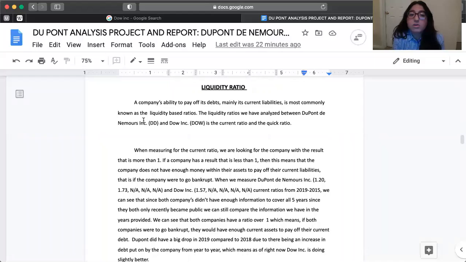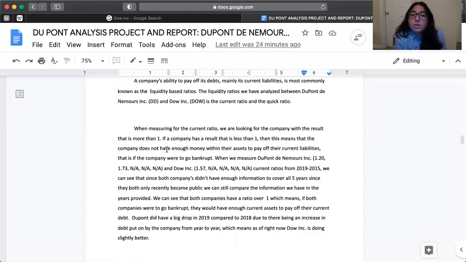All right, so the liquidity ratio. In the liquidity ratio, a company's ability to pay off its debts, mainly its current liabilities, is most commonly known as the liquidity-based ratios. The liquidity ratios we have analyzed between DuPont and Dow Incorporated are the current ratio and also the quick ratio. When we're measuring the current ratio, we're looking for the company with a result that is more than 1. If a company has a result that is less than 1, then that means that the company does not have enough money within their assets to pay off their current liabilities, if the company were to go bankrupt.